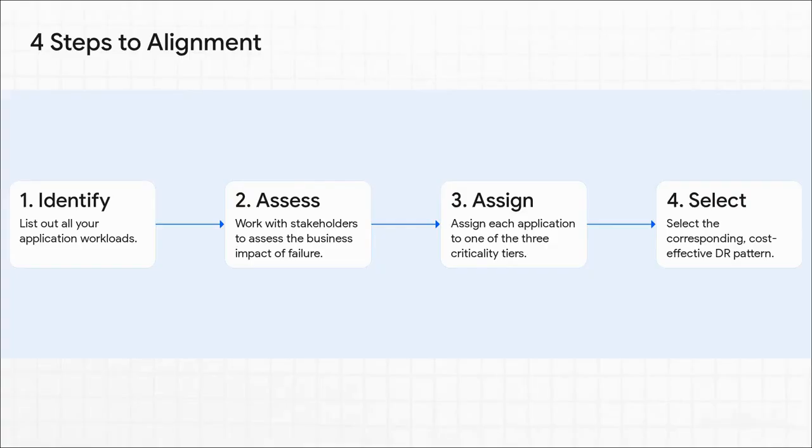So, how can you actually apply this yourself? It's really just a simple four-step process. First, you list out all your workloads. Second, and this is crucial, you work with your business stakeholders to figure out the impact of each one failing. Third, you assign them to one of our 3 tiers. And fourth, you use that tier to pick the right, most cost-effective DR pattern for the job.